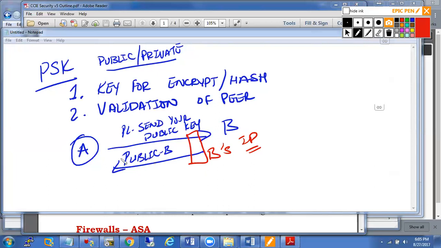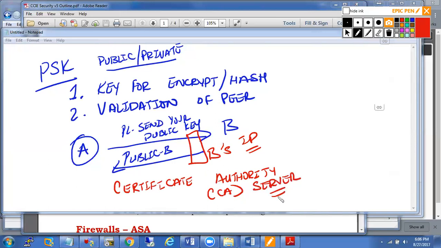And that's where the certificate authority, also known as the CA server, comes in. The function of the CA server is to have a way of validating an identity, that B is really B, and that this is B's public key. That's basically what I'm doing. How does it do that? It's an entity that both parties, A and B, trust.